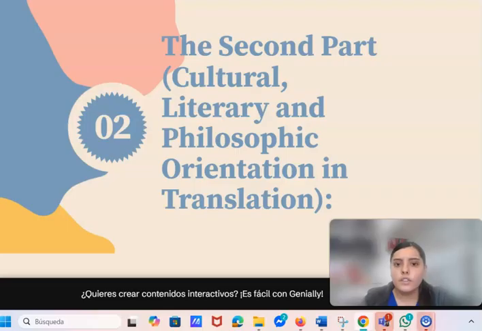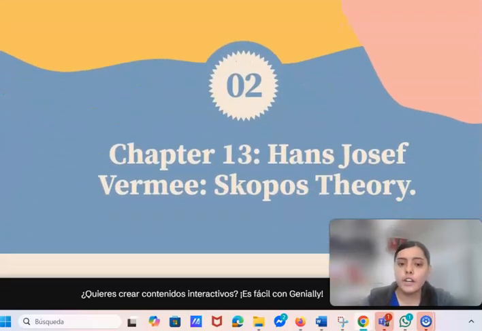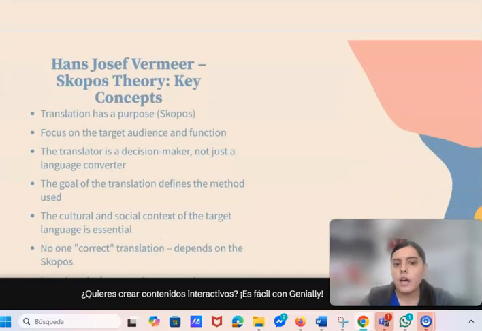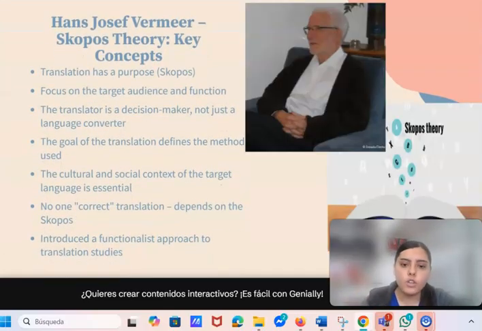Okay, now the second part: cultural, literary, and philosophic orientation in translation. I chose chapter 13, Hans Josef Vermeer, Skopos theory. This one focuses on Hans Vermeer and his Skopos theory, which is part of the functionalist approaches.